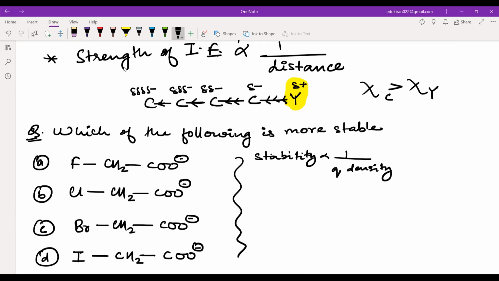Okay. So stability is inversely proportional to charge density. That means if I want to have a more stable species, then I have to have the charge density lowered. Now let us talk about the structures that are given. First of all, you will identify the charge. Tell me which charge is there? Positive charge or negative charge?